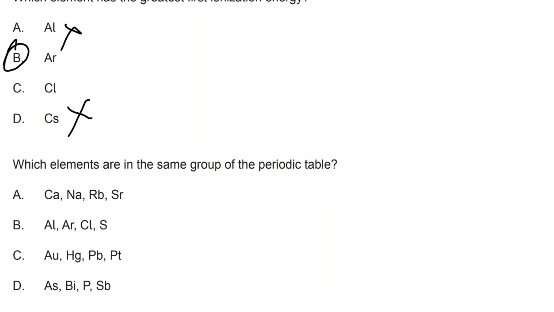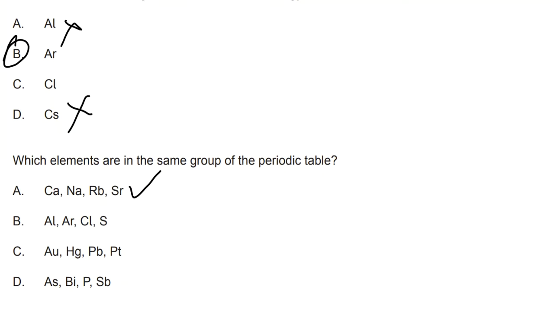Which elements are in the same group of the periodic table? Okay, so cadmium, rubidium, strontium. This one seems to work. You can use the periodic table. I'm not going to scroll up to it or open one. This is just looking at the periodic table, seeing which one's in the same column, and I'll tell you guys the answer.